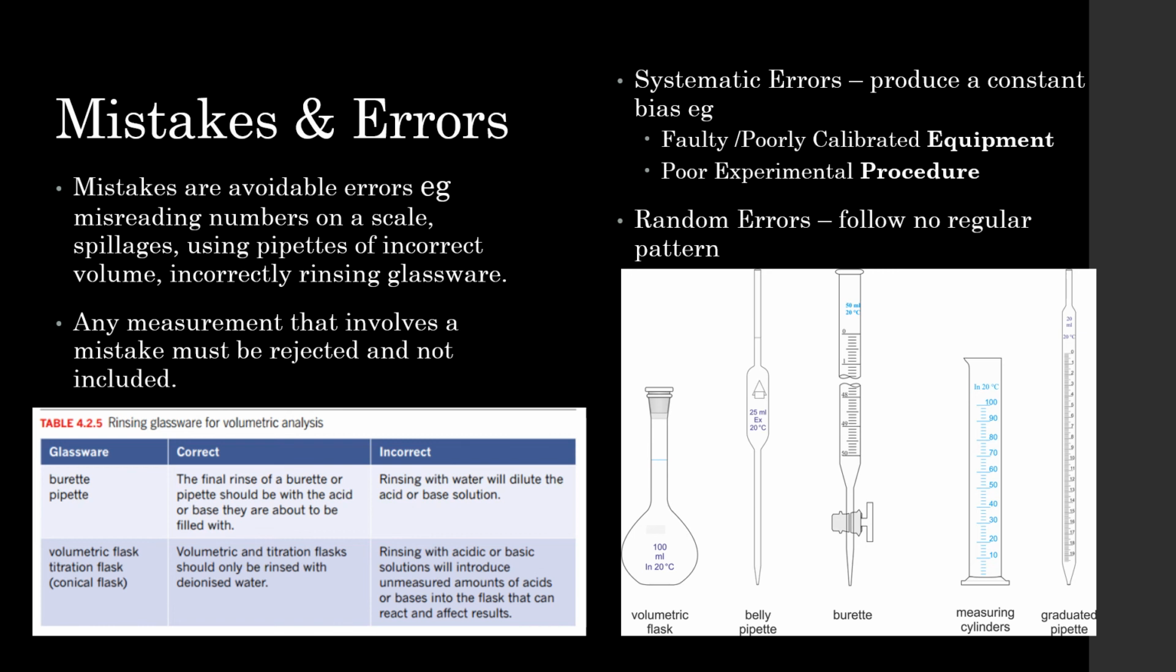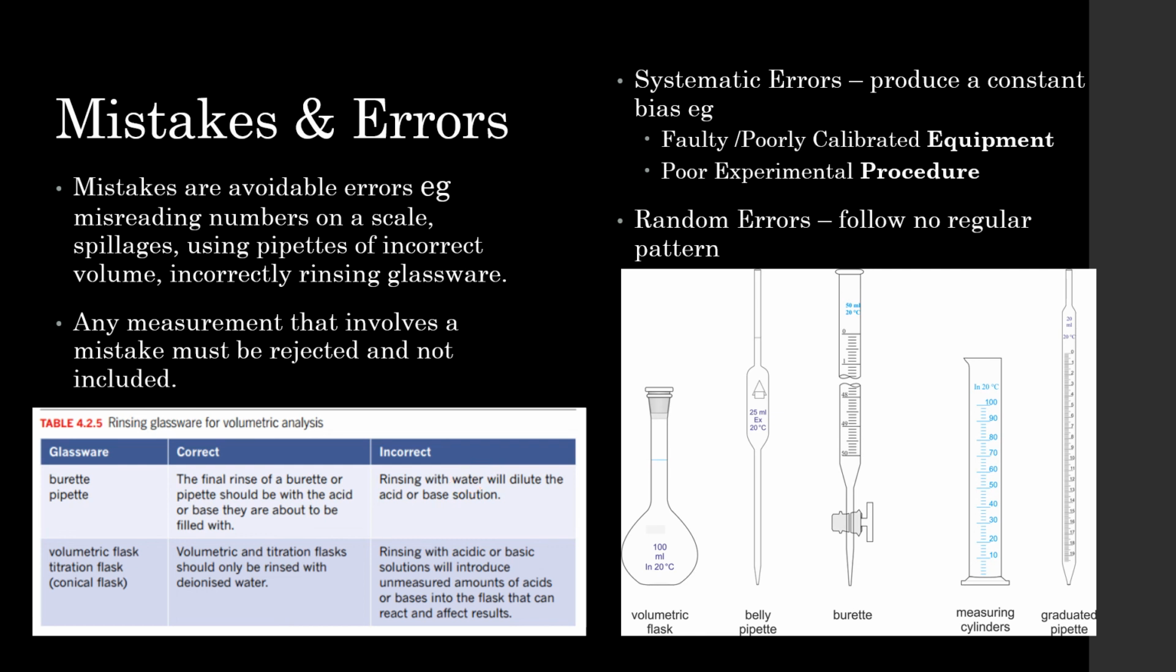The correct way to rinse a burette and a pipette is that the final rinse of the burette or pipette should be with the acid or base that they're about to be filled with. If we do it with water, you're going to dilute it, and your first one will not be as accurate, will it? So we want to do our final rinse with the acid or base that you're dropping in the burette, for example. The incorrect way is to rinse with water.